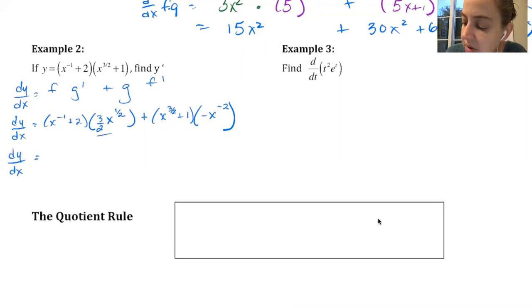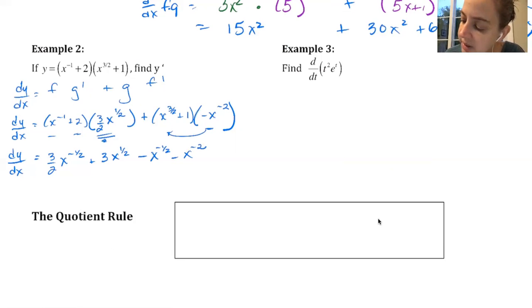So when we distribute 3 halves x to the front here, this will be 3 halves x to the negative 1 half. Remember, you're adding the exponents, plus 3x to the 1 half, because 2 times 3 halves is really just 3. Distribute this one through, and we'll get a negative x to the 3 halves and a negative 2, which is a negative 1 half, minus x to the negative 2.